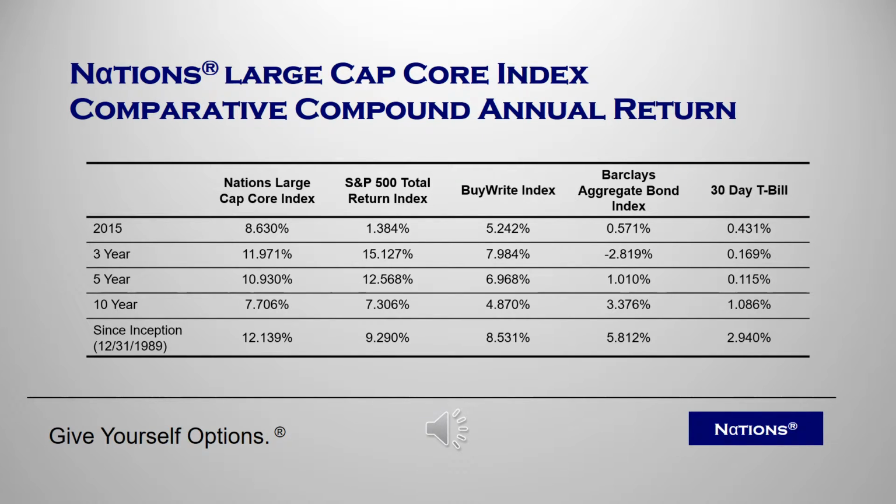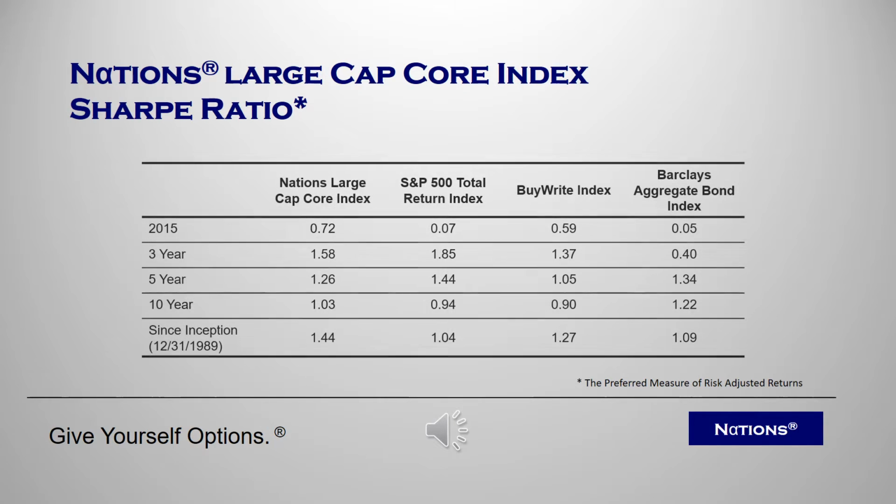in all market regimes. But as investors know, what really matters is the return generated as a function of risk. This is what makes the nation's core methodology so impressive. It generates superior returns while taking less risk for each unit of return. Since 1989, the Sharpe ratio for nation's large cap core has been consistently superior to other indexes and asset classes.